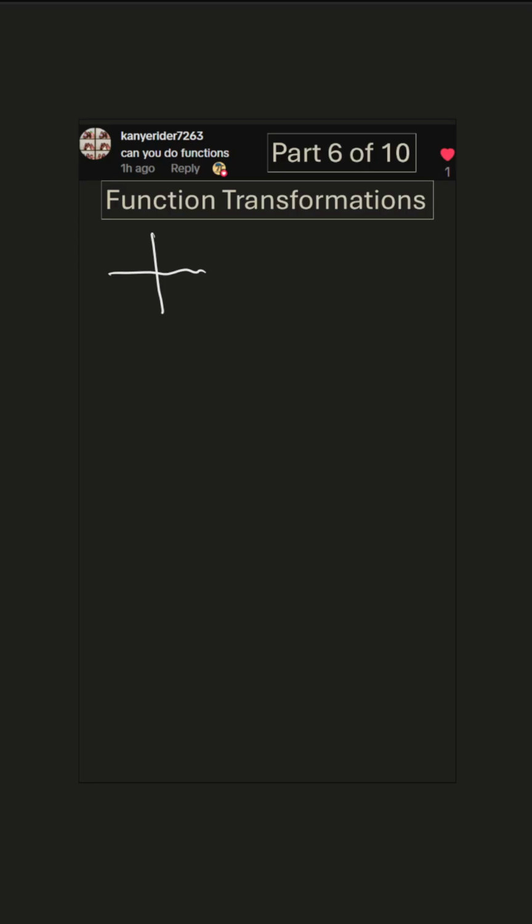What does it mean to transform a function? Let's take a look. We're going to use parabolas to demonstrate this concept. If you don't know what a parabola is, that's okay.